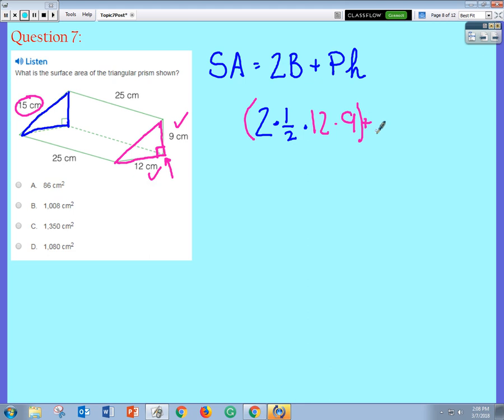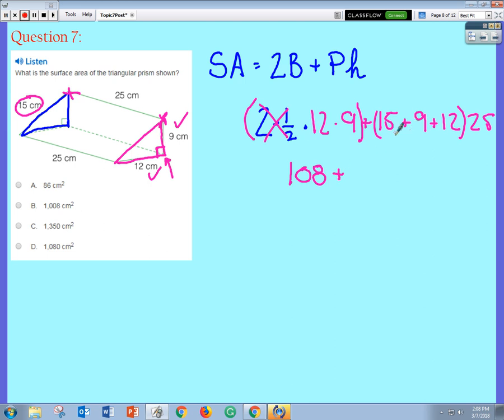Plus the perimeter of the base. Excuse me. So we have 15 plus 9 plus 12 times the height of the prism. The height goes from one base to the other base. The height is 25. 2 times a half, that just gives me 1, so that is gone. 12 times 9 is 108.